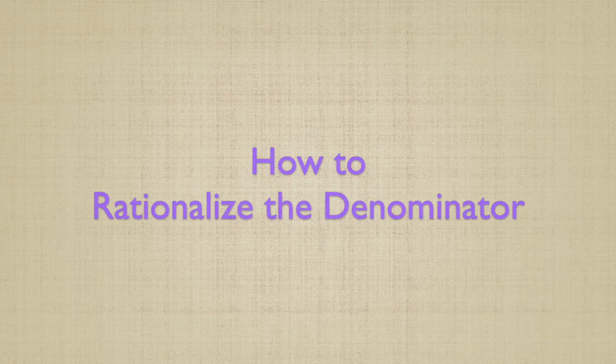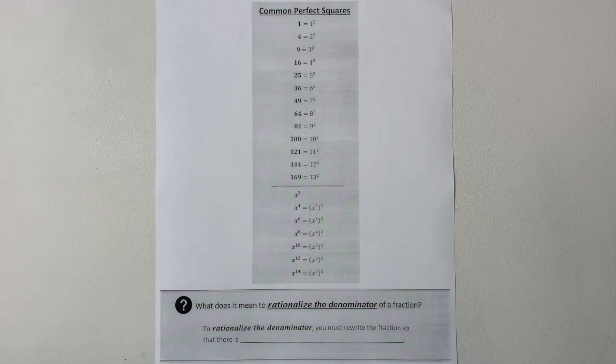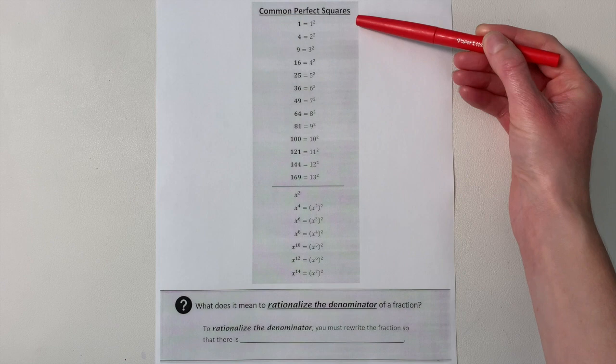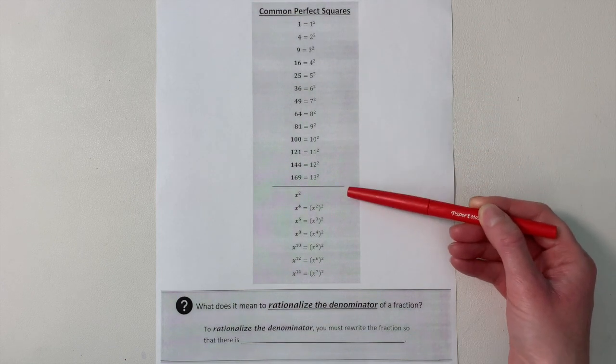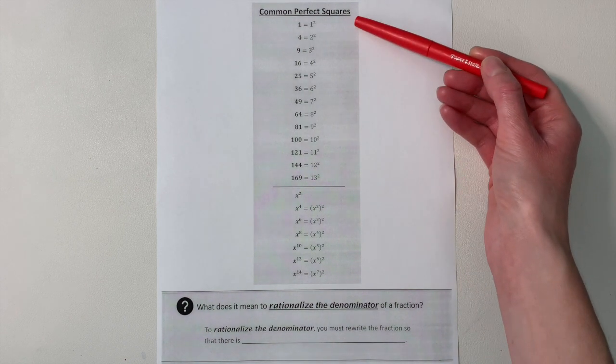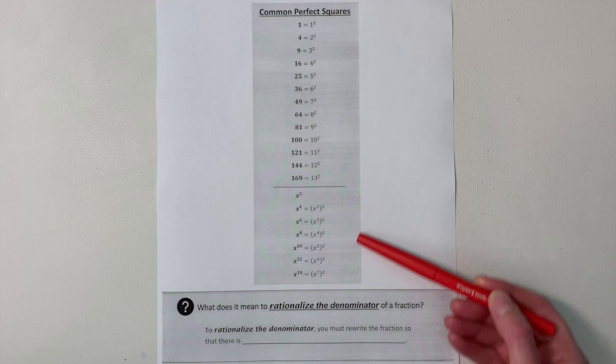In this lesson, we're going to learn how to rationalize the denominator, and we're going to focus on denominators that contain square roots. We're going to need to be very familiar with perfect squares. So for our reference on this first page here, I've listed some of the most common numbers that are perfect squares and some common examples of variable expressions that are perfect squares. We made a very similar list in my 6.3 video.